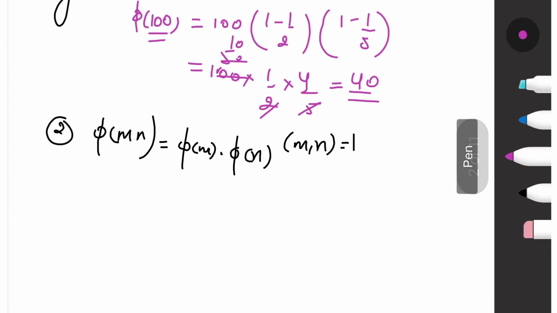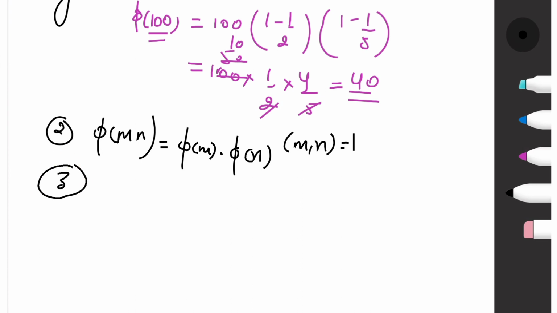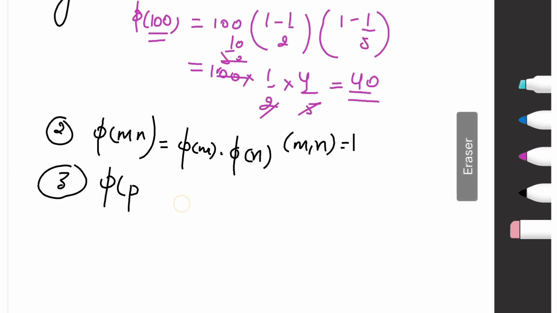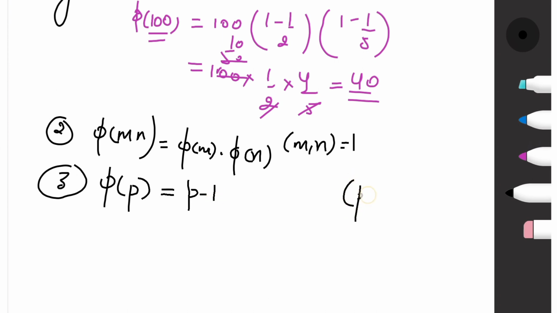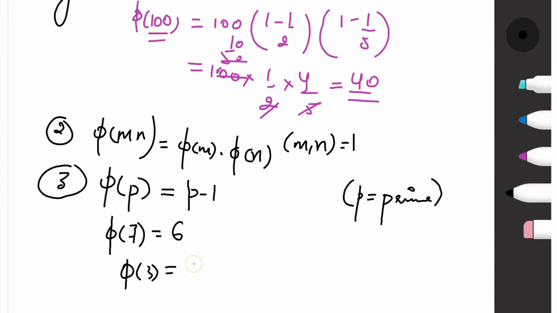Now for the example, let's just take the third point before the example. If we want to find the Euler function of any prime number, let's write it as p, where p is a prime number, it's always p minus 1. If you take 7, the Euler function will give you 6. Phi of 3 is 2, phi of 11 is 10, and so on. The Euler function of any prime number is p minus 1.